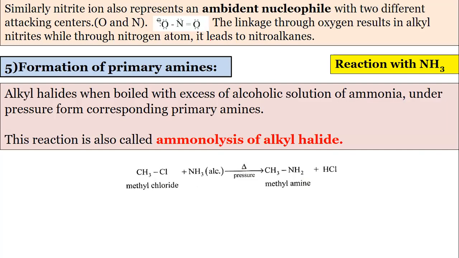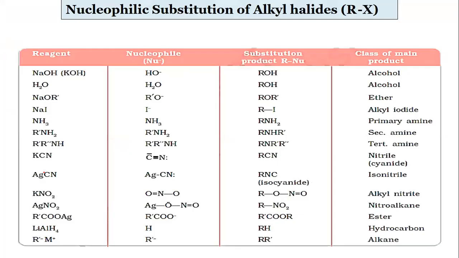The same thing happens in the case of nitrite also. There are two nucleophiles: oxygen acts as a nucleophile, and nitrogen also acts as a nucleophile. I am showing the same in this table. When KNO2, potassium nitrite, is used, attack takes place with oxygen, and we get the product RONO. When we use AgNO2, we get the product RNO2. Attack takes place with nitrogen.